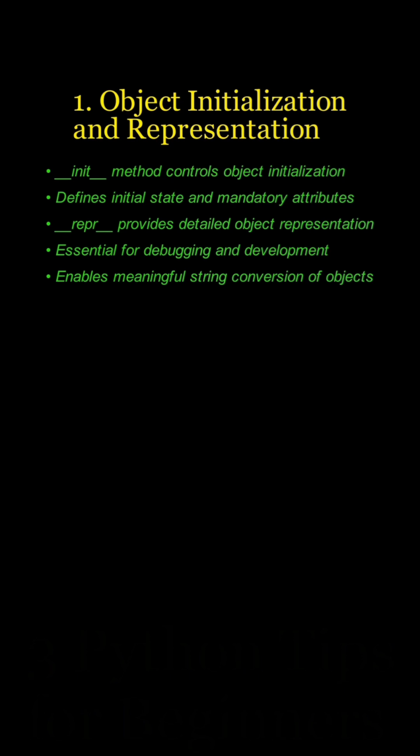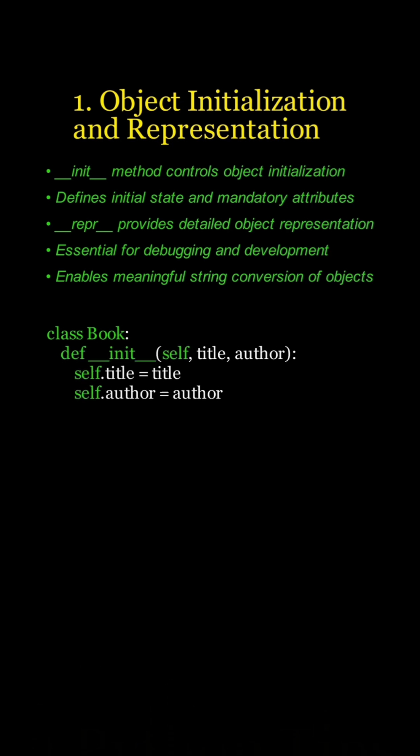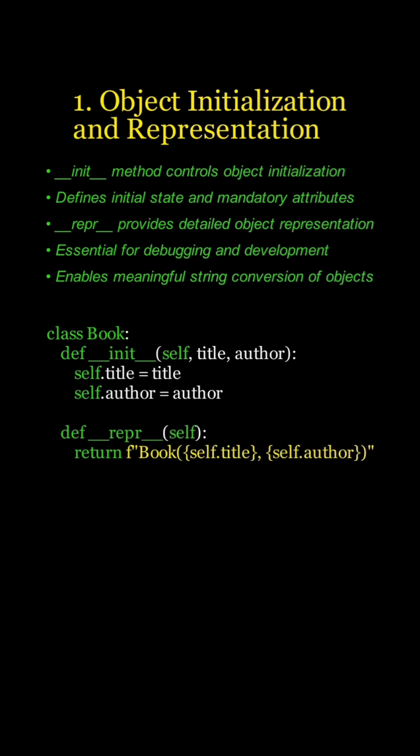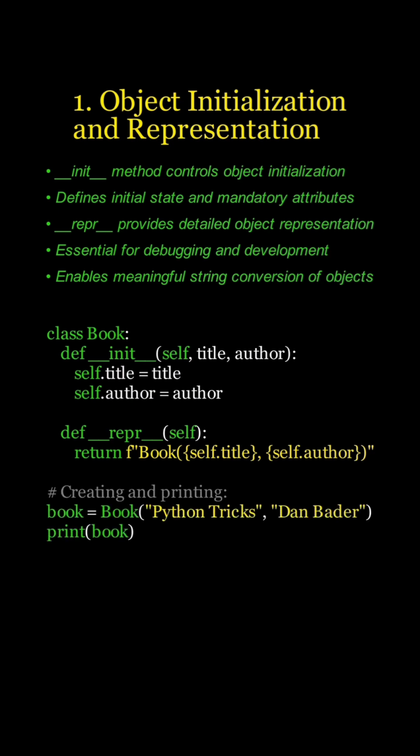In the example, we have created a Book class with both methods. When we instantiate a Book with title and author, the __init__ method stores the attributes. Then, when we print the Book object, Python automatically calls __repr__, giving us a clear string representation showing exactly what this book instance contains. This makes debugging significantly easier.